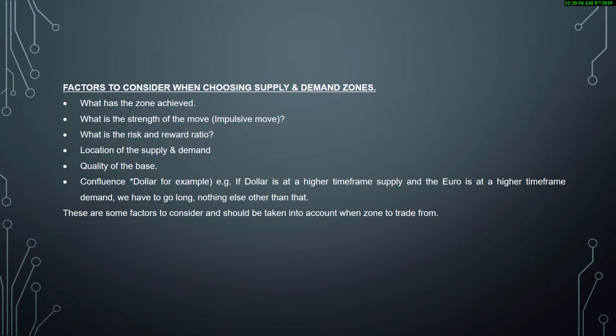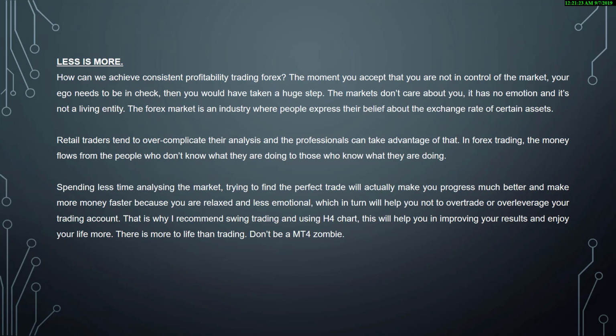Dollar, for example. If the dollar is at a higher time frame supply and the euro is at a higher time frame demand, we have to go long, nothing else other than that, right? These are some of the factors to consider and should be taken into account when you choose a zone to trade from, right? So my advice for you guys, less is more, right?